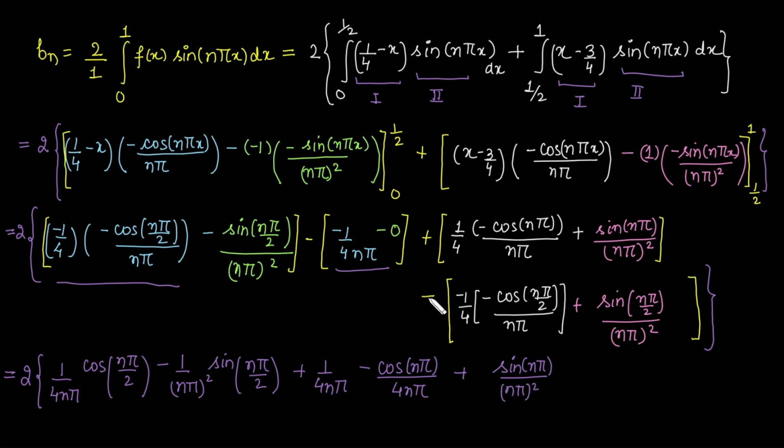And in this case, negative, negative, negative, overall the answer is a negative 1 by 4n pi cos of n pi by 2. And here negative into positive is a negative 1 by n pi square sine of n pi by 2.